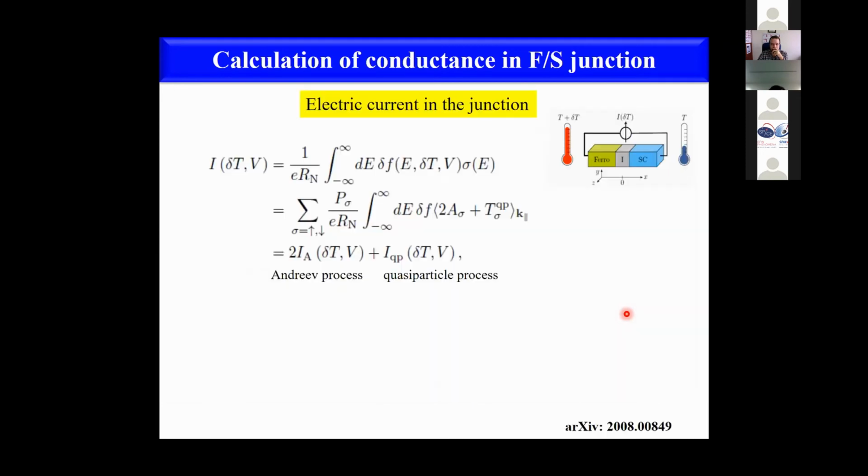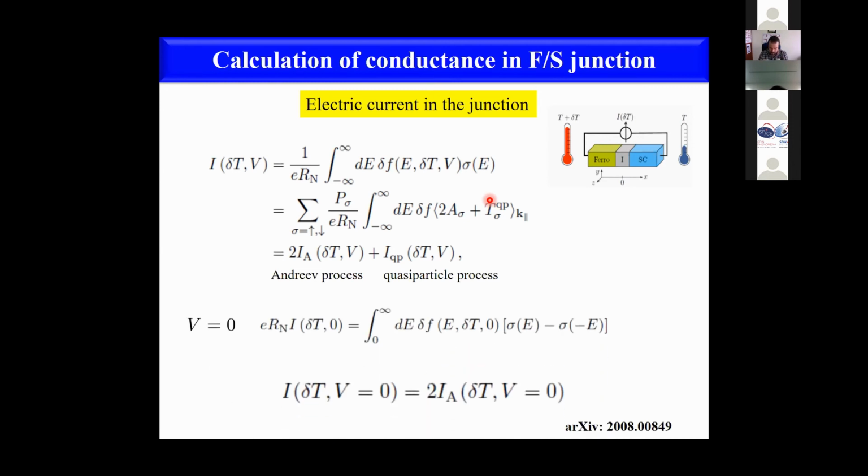So then I will skip this one, so that electric current in the junction can be written like that, and the temperature difference is important. Of course, temperature difference triggers a non-zero current, but in that case, some kind of asymmetry of conductance around zero energy is really needed. And if we look at just V equals 0, the electric current can be expressed by purely Andreev process. So by evaluating Andreev reflection, we know electric current in this junction.